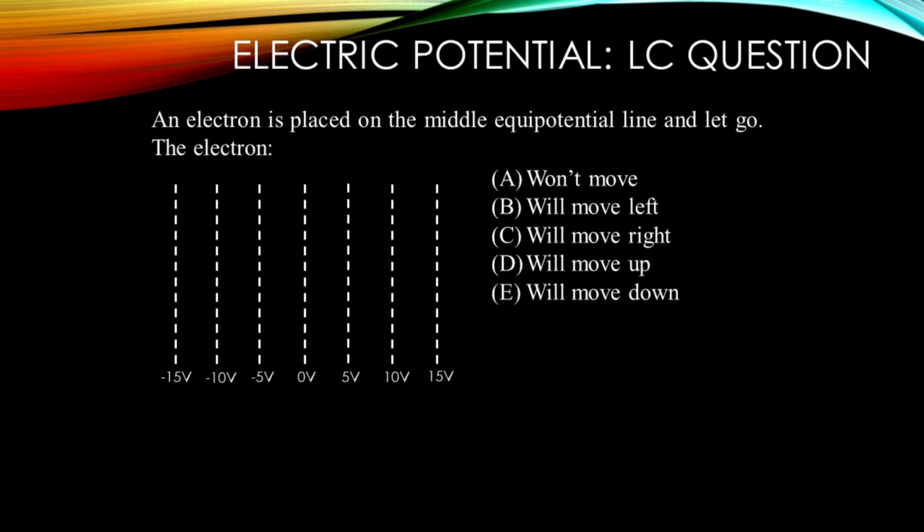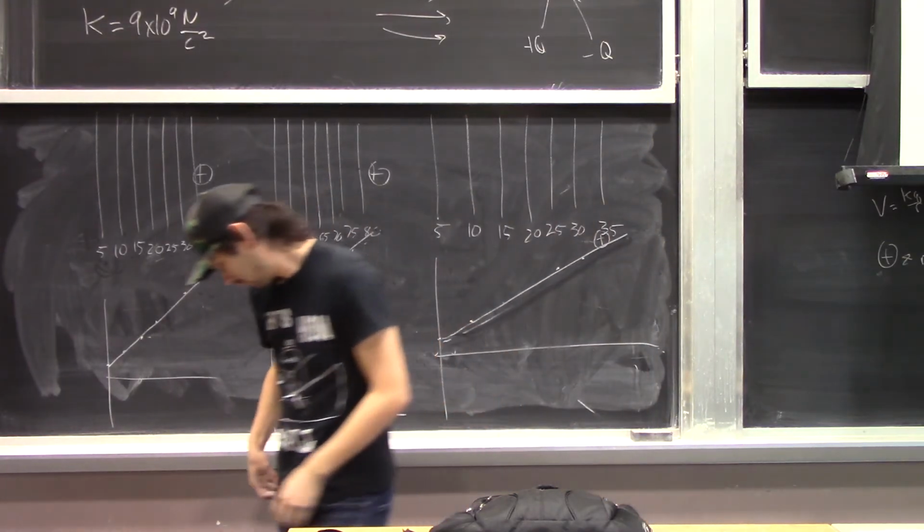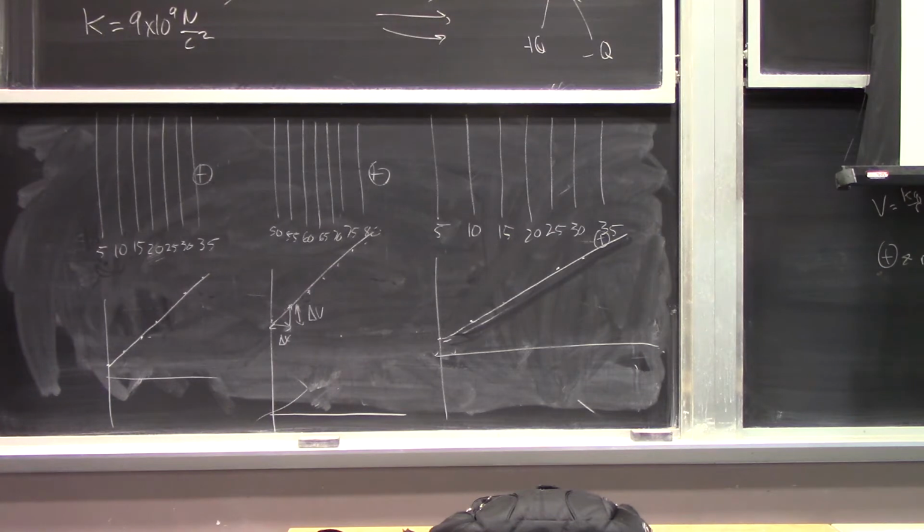So yeah, the answer is that 1 is equal to 2, which is greater than 3. Okay. So now we're going to put an electron on the middle equipotential line, the equipotential line at 0, and let it go. What's going to happen to this electron? Okay, so let's talk about this one.